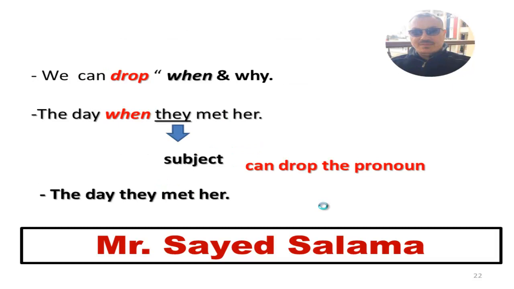We can drop when and why. The day when they met her. Remember that we said we can omit or drop the relative pronoun if it is followed by a subject. They is a subject, so we can drop the pronoun. You can also say the day they met her, or the day when they met her. Both are correct.